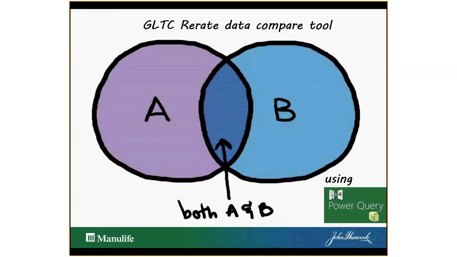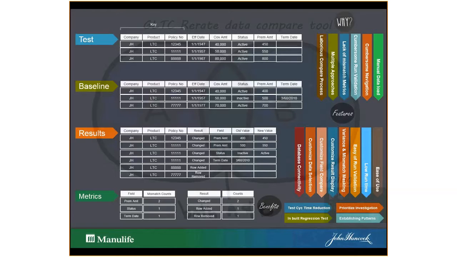So we have one data set that's the 2014 baseline and another data set that's from our test. We need to compare both and identify what is matching and what is not matching. For both record level matches and field level, how much is the mismatch?